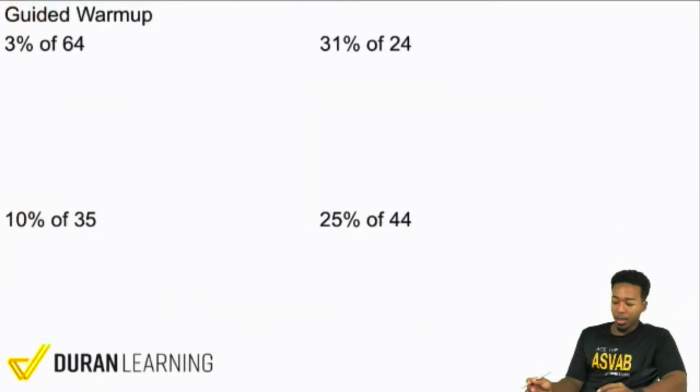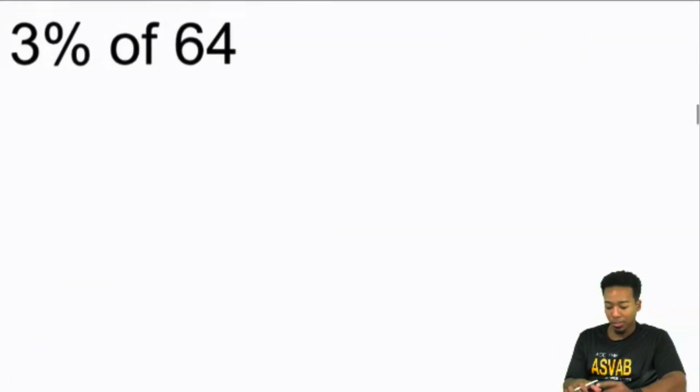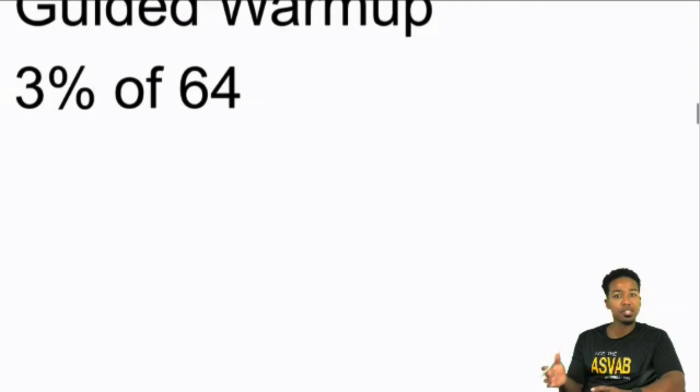So first, I'm going to show you the straightforward way. Then I'm going to pop in some mental math where we can. Okay. So first, let's guide ourselves together here with 3% of 64. Everybody, are we working forward or backwards here?